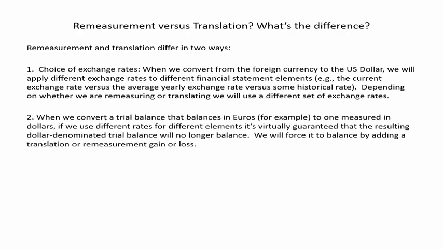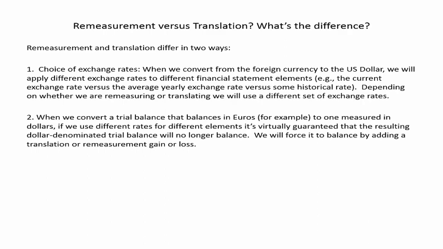The second issue is that when we convert a trial balance that balances in euros to one measured in dollars, since we're going to be using different rates for different financial statement elements, it's virtually guaranteed that the resulting dollar-denominated trial balance isn't going to balance. Again, if we used a single rate to convert all of the foreign currency amounts to the US dollar, then basically everything increases by 30%, for example. For the British pound example, if the exchange rate is $1.30, we multiply all the British pound amounts by 1.3, and basically everything increases proportionally. If we're going to use different exchange rates for different financial statement elements, we're going to lose that balance in the trial balance. And so we're going to force it to balance.